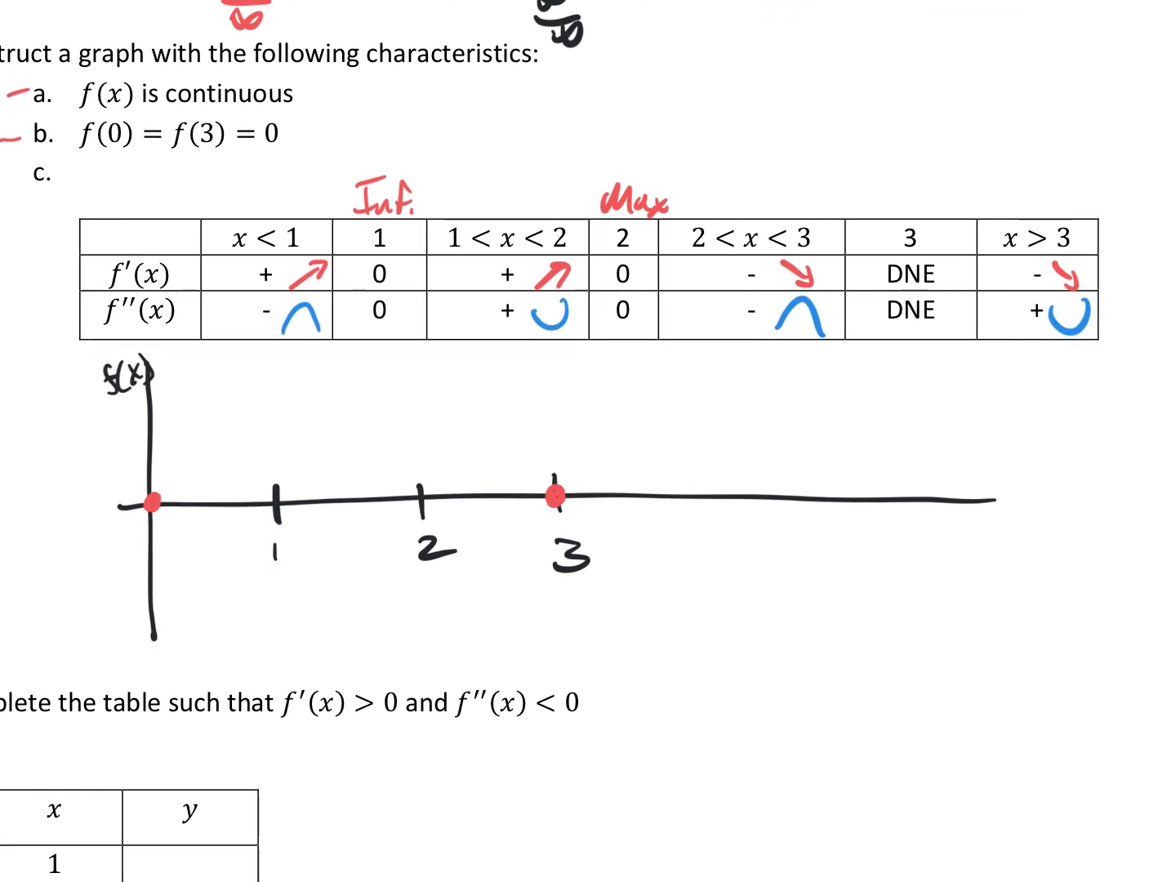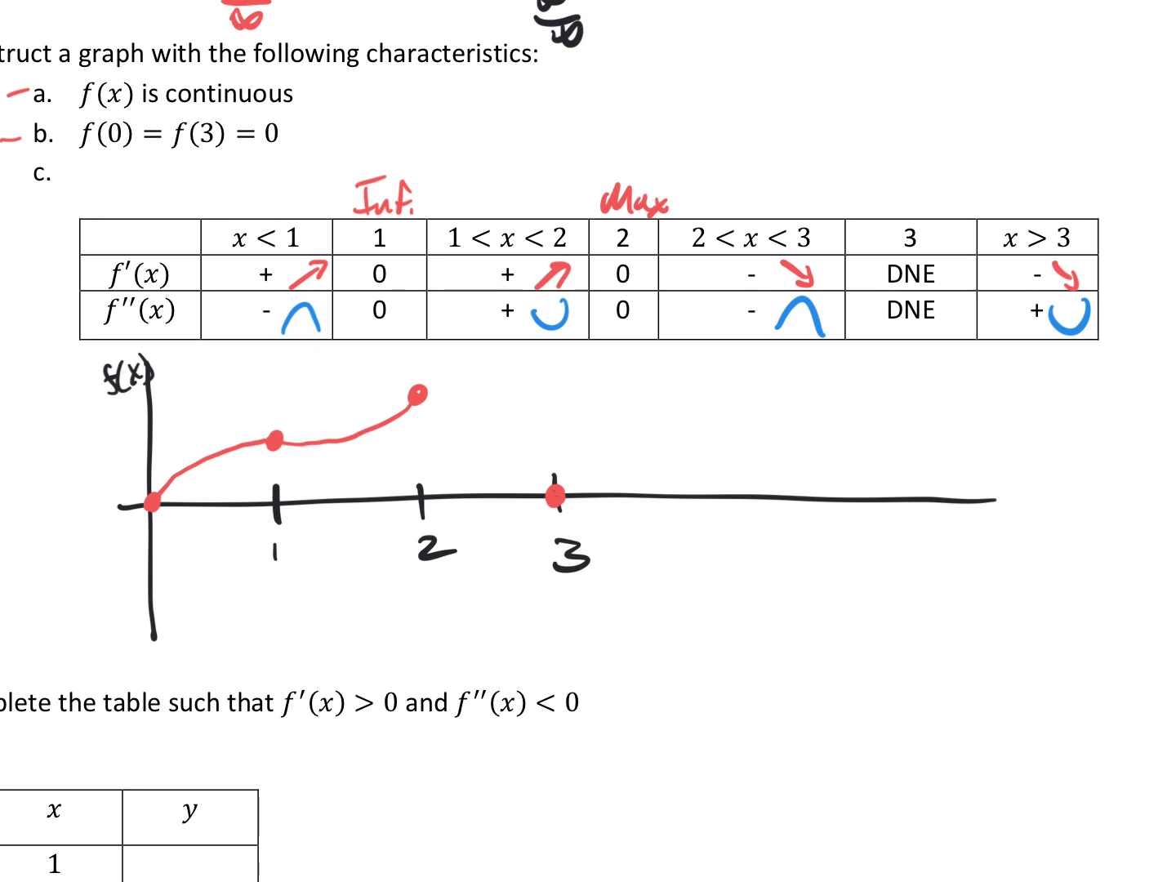For the first area here, we're increasing and concave up, going to some point. We don't know how high, it doesn't matter. Then, I'm sorry, that's concave down. Increasing concave down. Now we're increasing concave up. Then from 2 to 3, we're decreasing concave down. Now we actually have a little conflict here, a little bit of a problem.